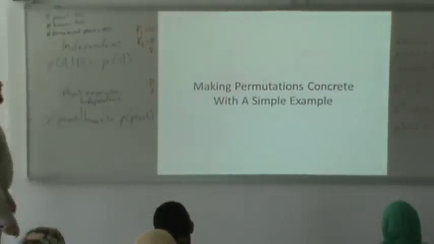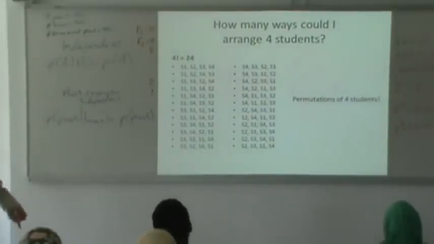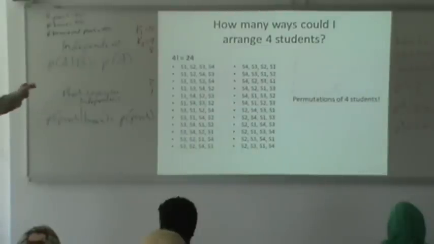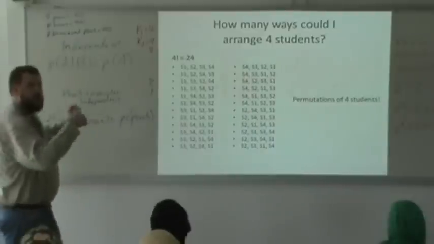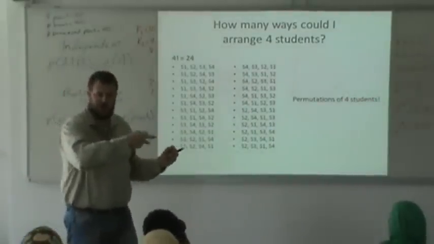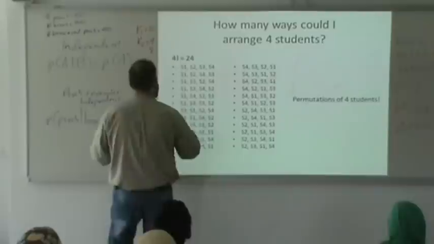All right, let's make permutations concrete with a simple example. So how many ways can I arrange 4 students? If we solve it numerically, what do we get? 4 times 3 times 2 times 1. 4 times 3 is 12, times 2 is 24, times 1 is 24. So the right answer should be 24.